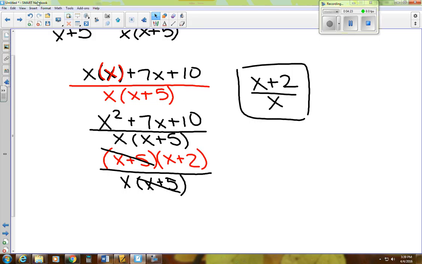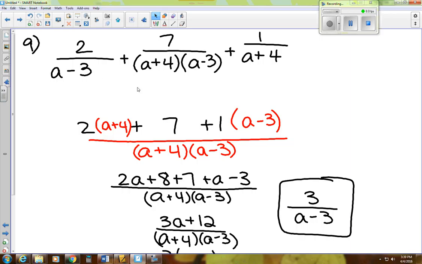Okay, in number 9, we're skipping down to the bottom. We have 3 fractions that we're adding, but we're going to follow the same format. We want to take any factors of the denominator and include them in our LCD.